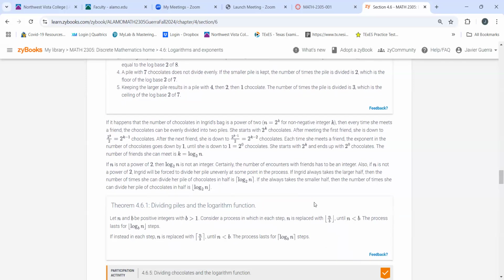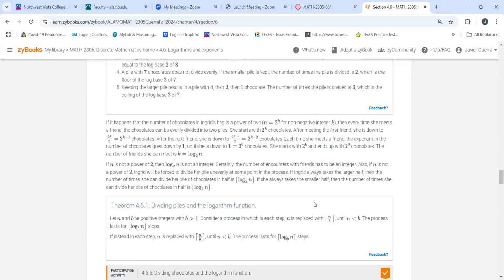Right? So if it happens that the number of chocolates in Ingrid's bag is a power of 2 for non-negative integers, then every time she meets a friend, the chocolate can be divided into 2 piles. She starts with 2 to the k chocolates. After meeting the first friend, she's down to 2 to the k over 2, which is 2 to the k minus 1 chocolates. After the next friend, she's down to 2 to the k minus 1 over 2. It goes 2 raised to the k minus 2, and she keeps on going.